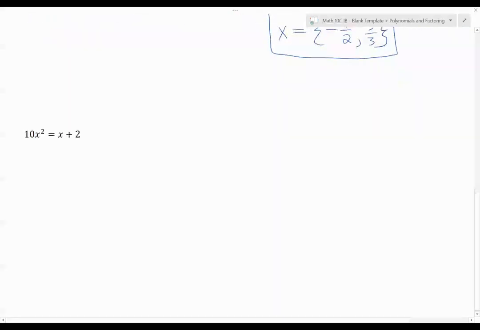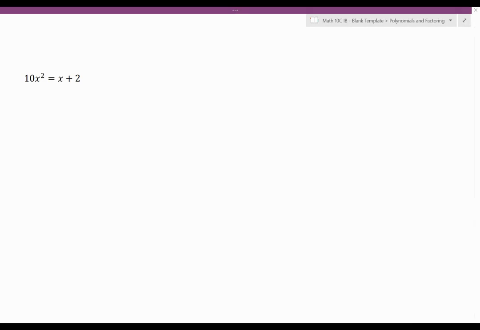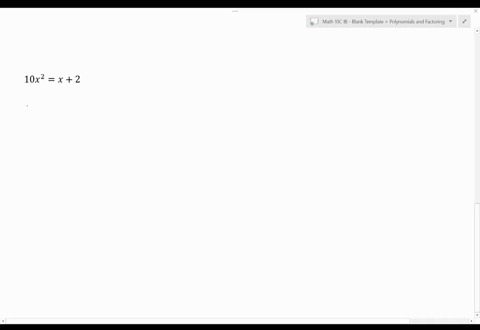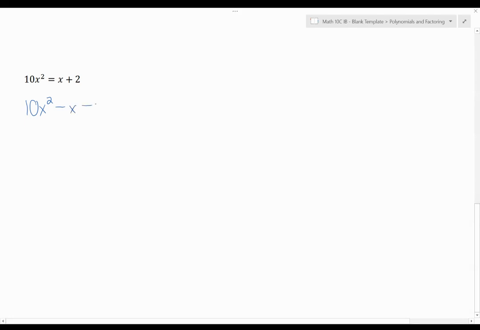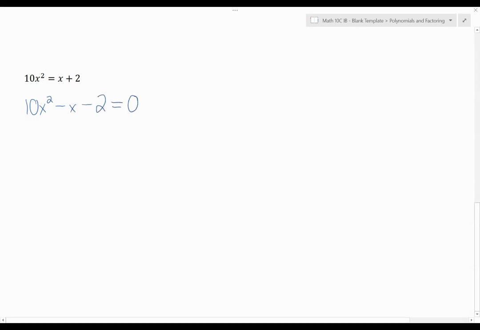And let's do one more. In this case, the first condition isn't met. I don't have it equal to 0. So not only do I not have a product, it's not even equal to 0. So I need to start by making sure that everything is over on one side of the equation. So 10x squared minus x minus 2, and it is now equal to 0.